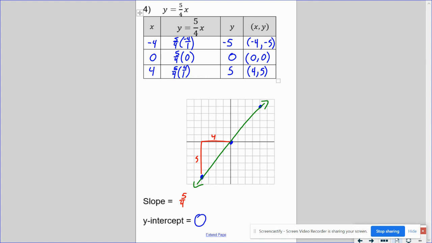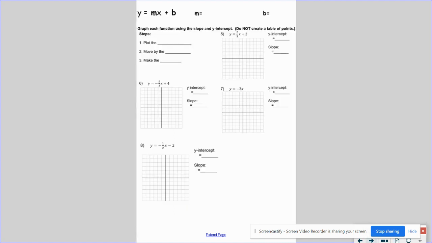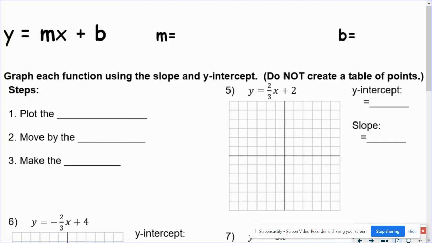So let me show you the easy way, because you're not going to walk around with tables in your pockets. So flip over. Y equals mx plus b. M is our slope. What are our words for slope? Rise over run. Rise over run.